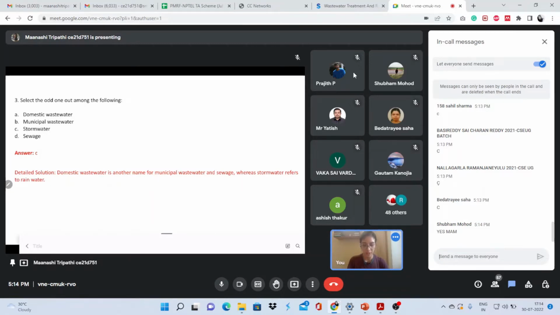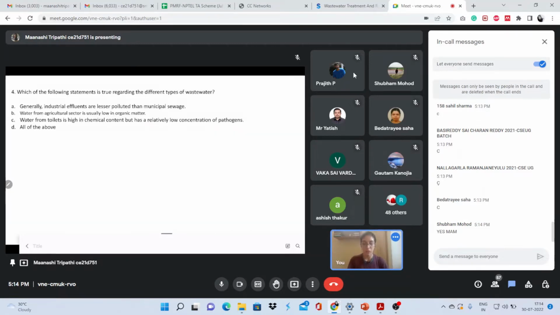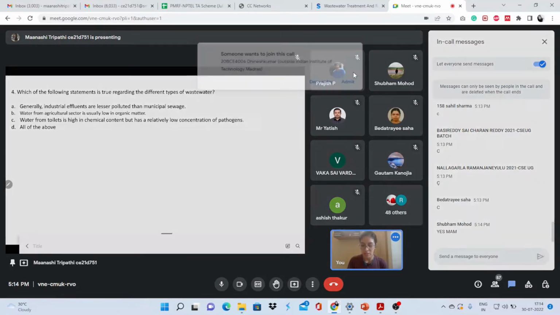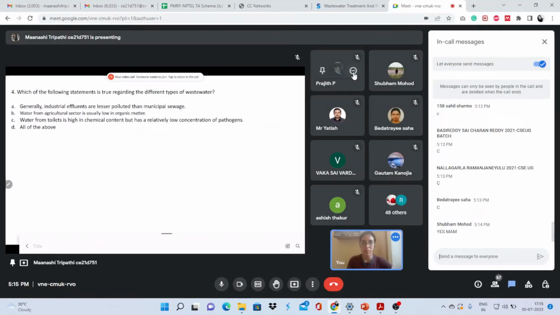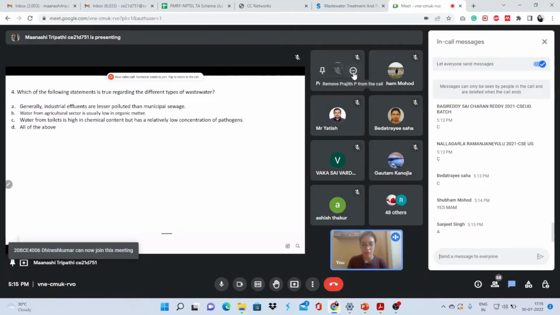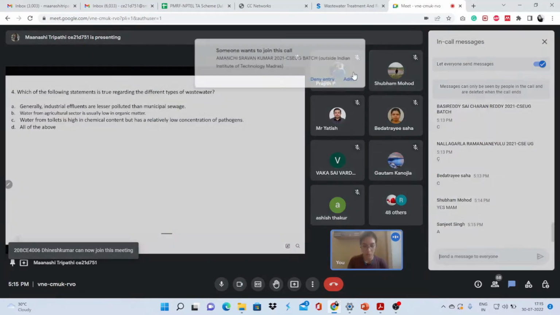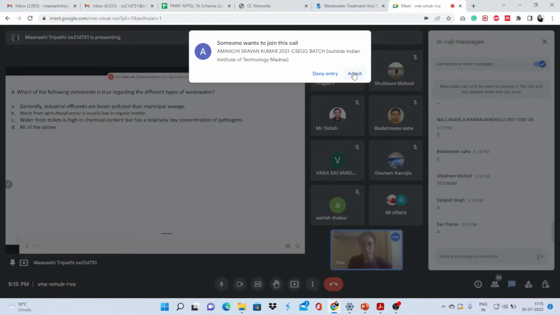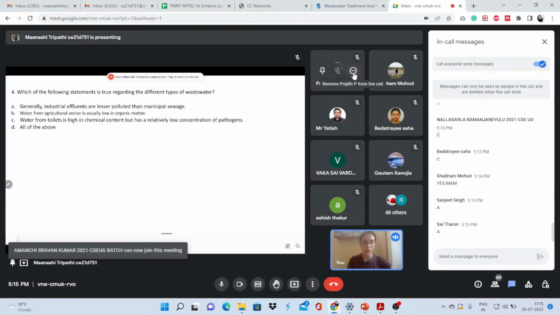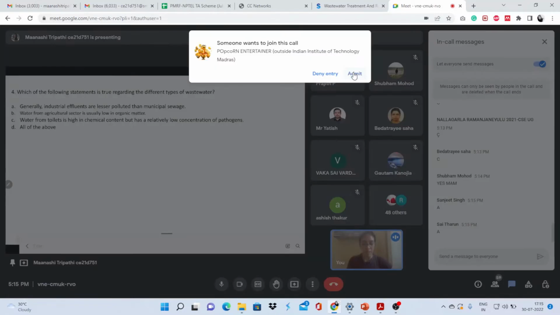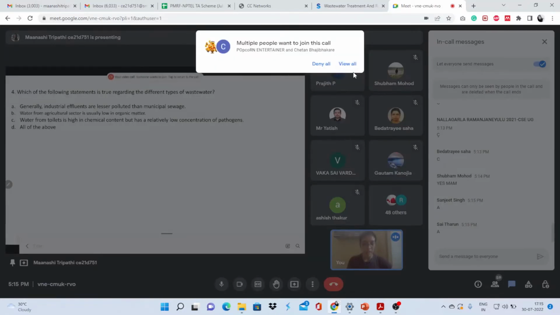So let's see question number 4. Which of the following statements is true regarding the different types of wastewater? So you guys try to answer this question. Generally, industrial effluents are less polluted than municipal sewage. Water from the agricultural sector is usually low in organic matter. Water from toilets is high in chemical content but relatively low in concentration of pathogens.